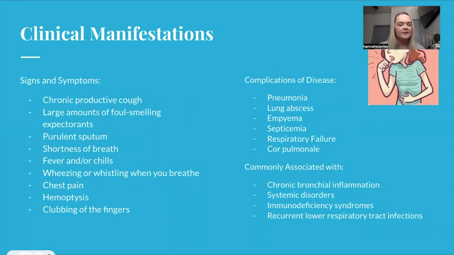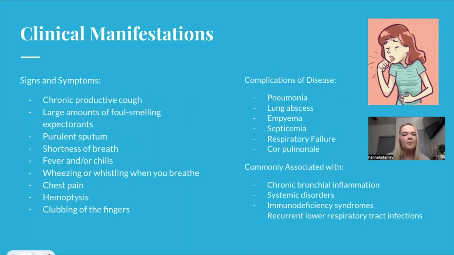Symptoms of bronchiectasis can take months or years to develop and can gradually worsen over time. The primary symptom is a chronic productive cough. Other signs and symptoms include large amounts of foul-smelling expectorants, purulent sputum, shortness of breath, fever or chills, wheezing or whistling sounds when you breathe, chest pain, hemoptysis, and clubbing of the fingers, which is generally from chronic hypoxia. Complications of bronchiectasis include pneumonia, lung abscess, empyema, septicemia, respiratory failure, and cor pulmonale.